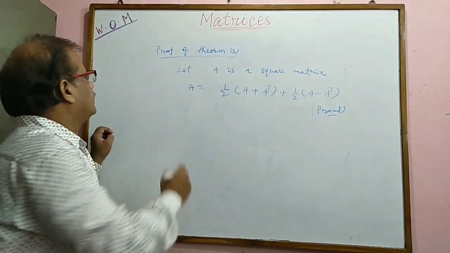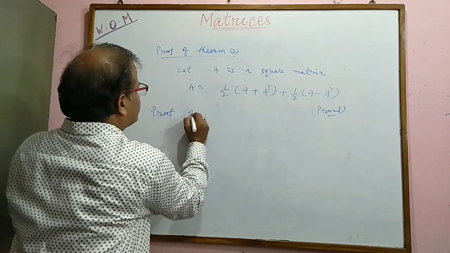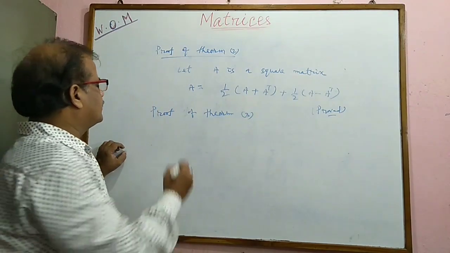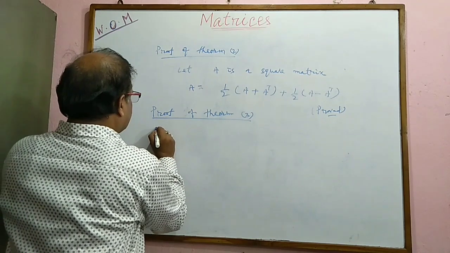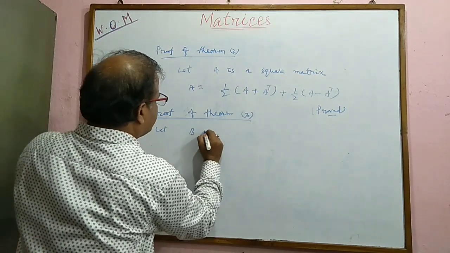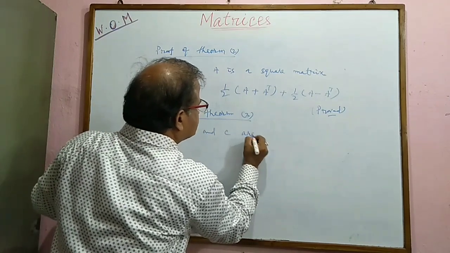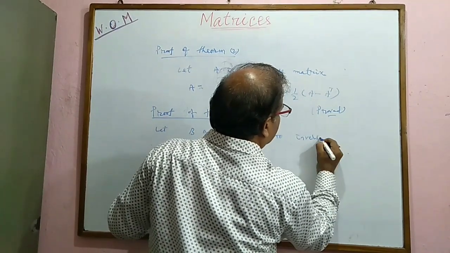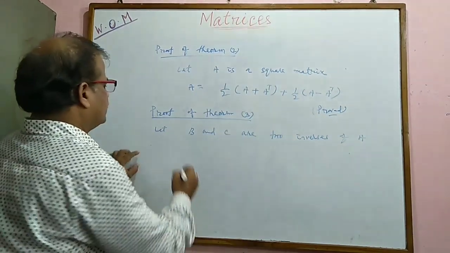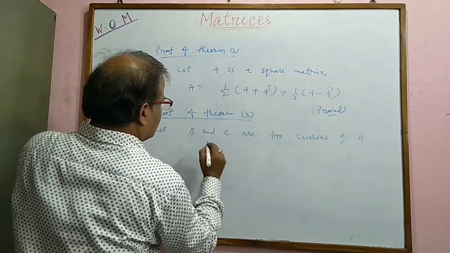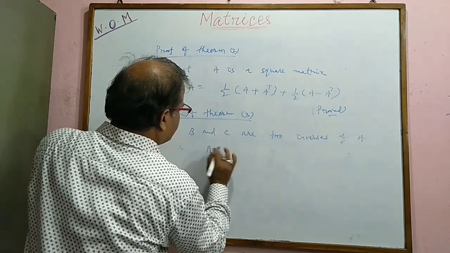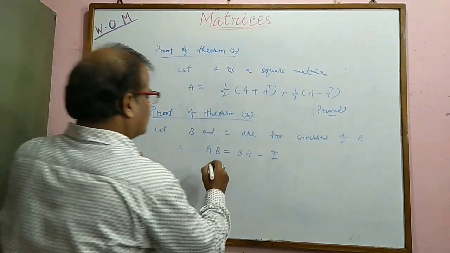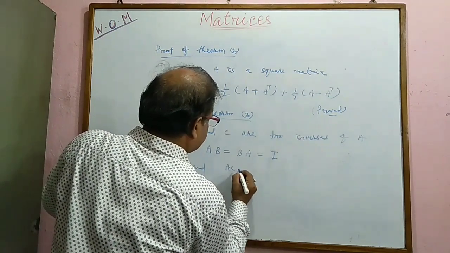Proof of theorem 3. Let B and C be two inverses of A. Therefore, AB is equal to BA is equal to I, and AC is equal to CA is equal to I.